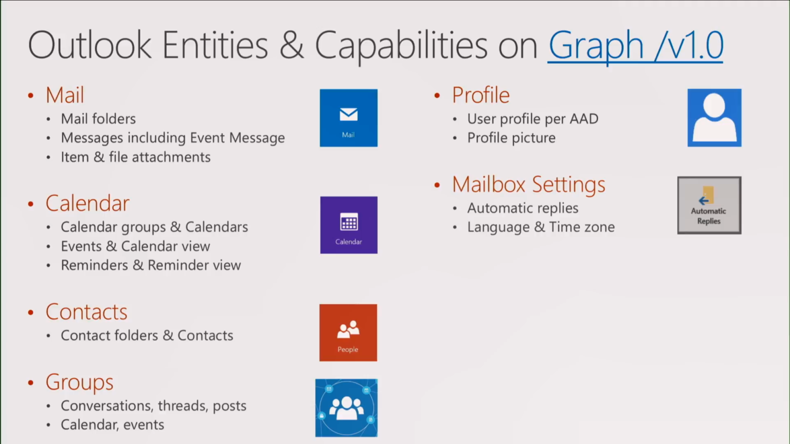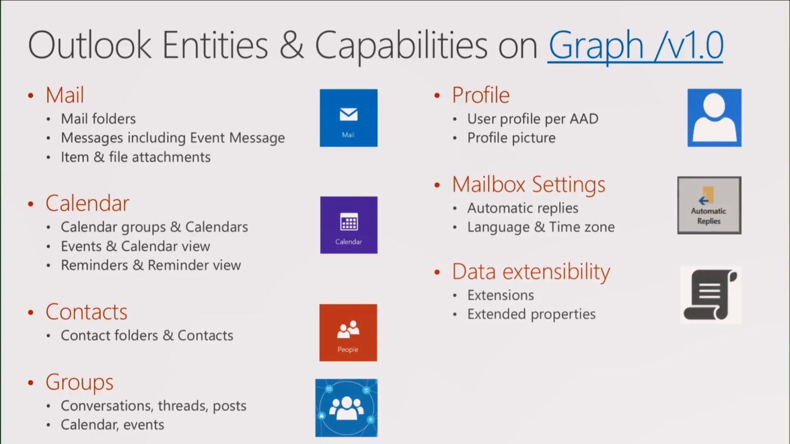Mailbox settings, another very popular API. Being able to set or get the signed-in user's out of office message, language, time zone. That would be very useful. The language and time zone are especially important when you're onboarding a new employee in your company and you want to set some of these up; you can do it systemically using this.